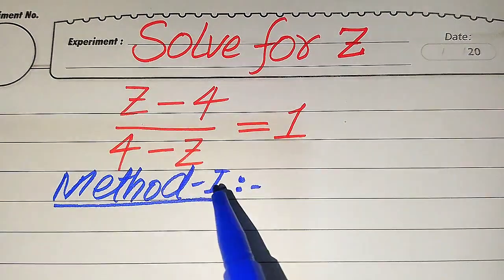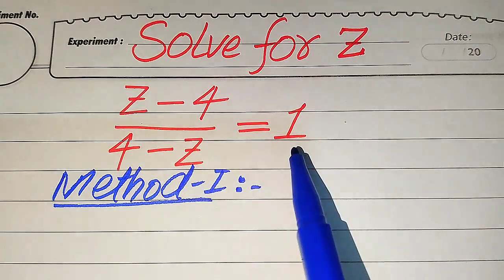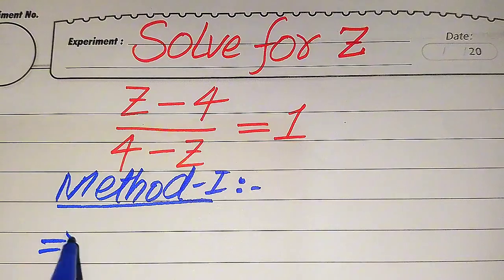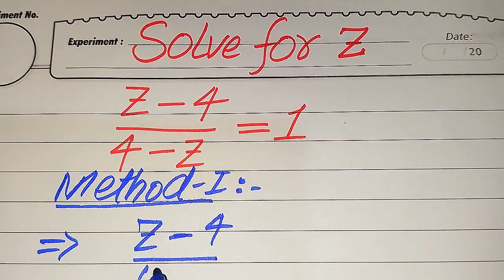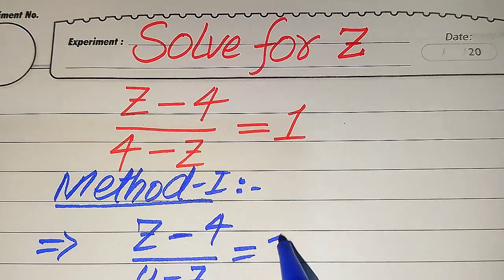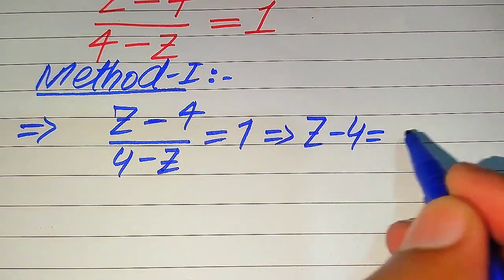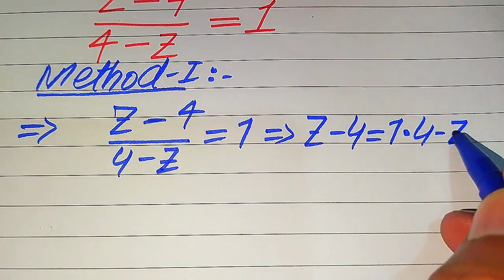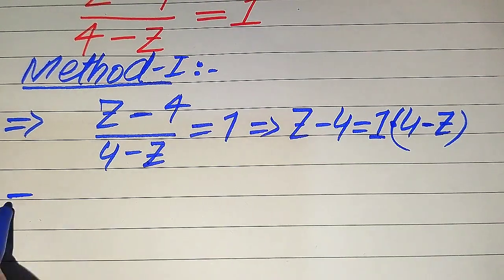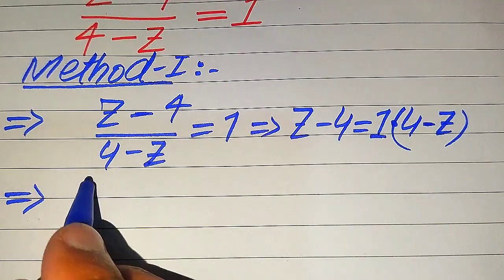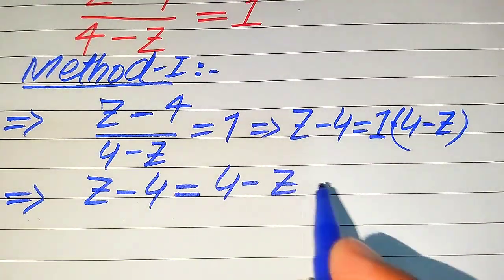Now here in the first method, you see here 4 minus z is divided by in the left hand side. When we move it into the right hand side, it is multiplied by 1. And after moving this value to the right hand side, it becomes (z minus 4) divided by (4 minus z) is equal to 1, and when we move it into the right hand side, it becomes z minus 4 is equal to 1 times (4 minus z). So you know that 1 multiplied by 4 minus z does not affect 4 minus z, so we write it as z minus 4 is equal to 4 minus z.